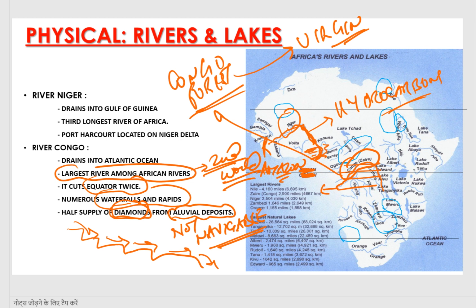So hydrocarbons, and this is why Nigeria is on rank 1 in Africa for hydrocarbons, that is crude oil and natural gas supplies in the world. In fact, it is also one of the largest exporters of crude and natural gas to India. So river Niger drains into the Gulf of Guinea, as I told, third longest river of Africa, and Port Harcourt, the famous port exporting crude and natural gas, the famous port of Nigeria, is located on the delta of river Niger.